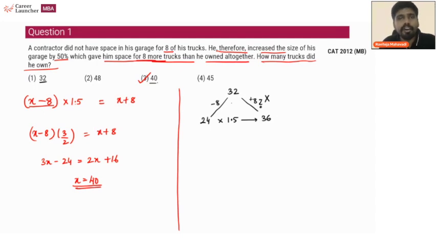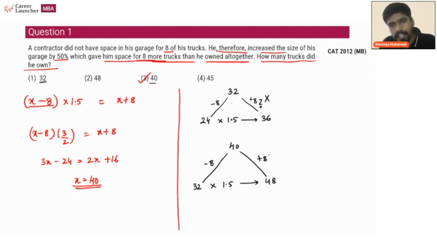Let's look at the next option, that is 40. When you work with 40, you'll find that 40 minus 8 is 32. If I multiply 32 into 1.5, I should get 48. Now, is this difference satisfying the question? Is it plus 8? Yes. So 40 should be my answer. So you need not actually form equations in questions. You can directly use the options wherever options are available. Please make sure of the options. Options are a part of the question.